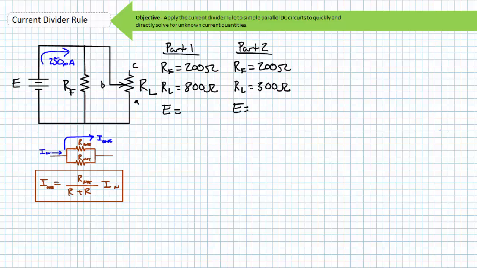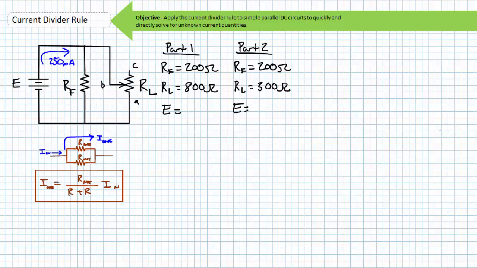This circuit features a source of unknown magnitude, supplying a constant 250 milliamperes to a resistor parallel network, one of which is a fixed resistor, RF, at 200 ohms, and the other a 1 kilo ohm potentiometer hooked up in the following fashion: A to B. In this case, the potentiometer represents a variable two-terminal resistor I'll call RL. The potentiometer represents a variable electrical load. For part 1, the potentiometer RAB portion is adjusted to 800 ohms. For part 2, the potentiometer RAB portion is adjusted to 300 ohms.